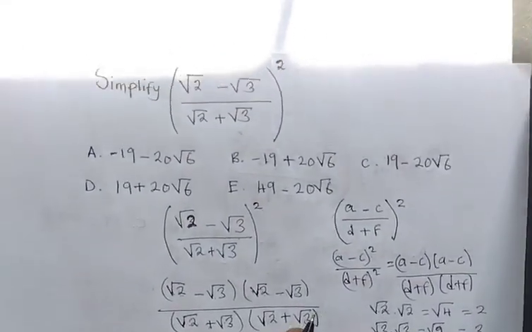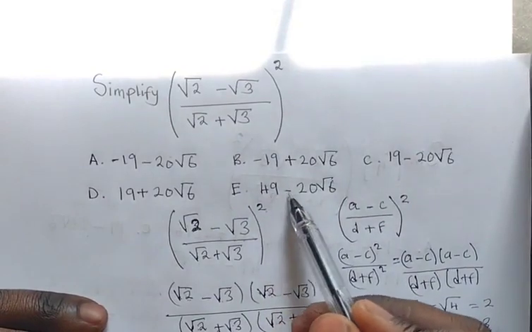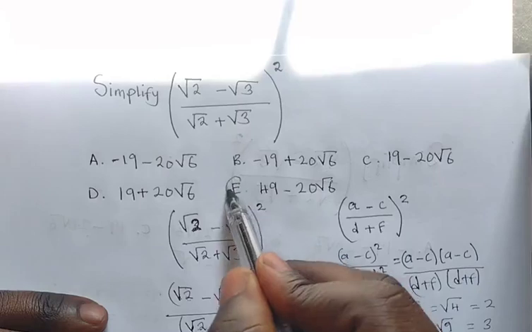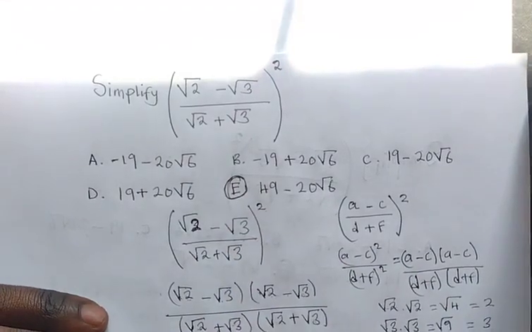First of all, we have one of the options here. You can see 49 minus 20 root of 6. So this was the correct answer.